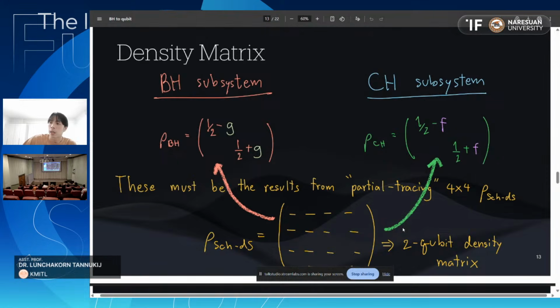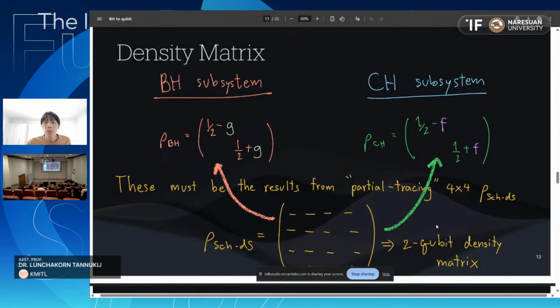It's like, if we are talking about high energy physics, then it's like integrating one of the degrees of freedom out. In this case, it's like we sum over all of the possible outcomes of the other qubit, which we don't care about. That's what we call the partial trace. So if we partial trace the total density matrix, by tracing the CH out, we should end up with the density matrix of BH. And vice versa, it should be the same, right?